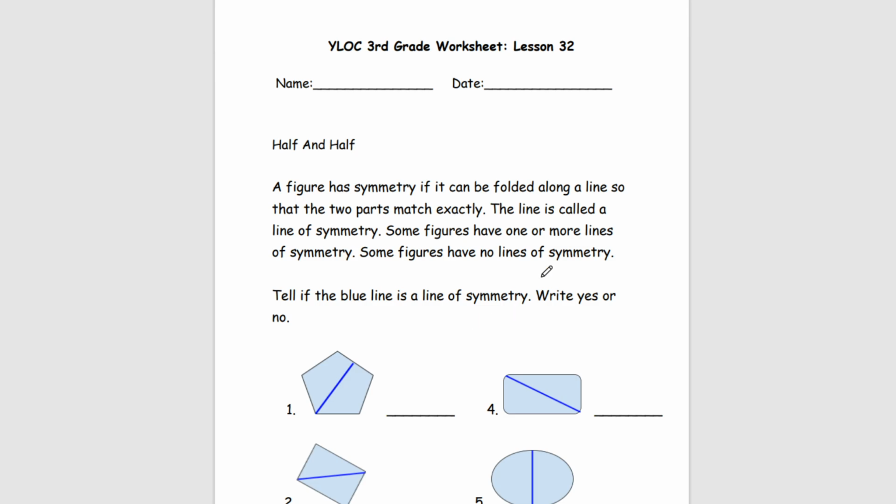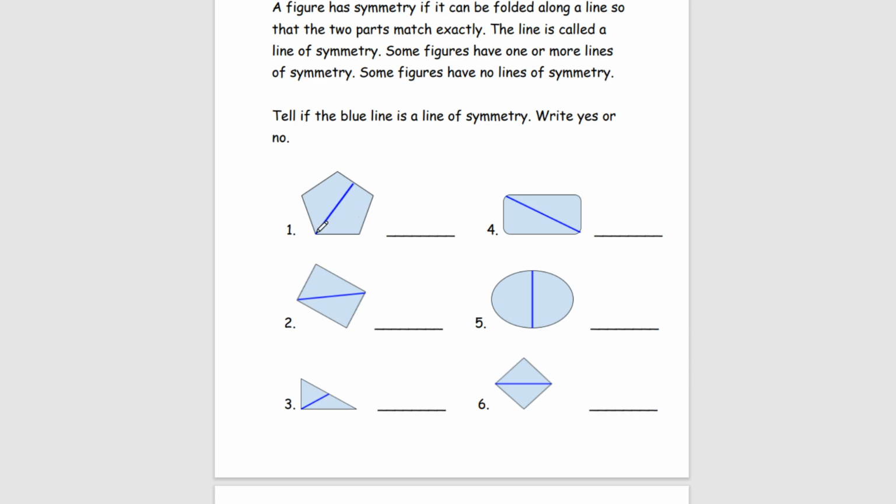So here it tells us that a figure has symmetry if it can be folded along a line so that the two parts match exactly. This line is called a line of symmetry. Some figures have one or more lines of symmetry. Some have none. So we'll be figuring out whether this blue line right here is a line of symmetry. Let's look at this first shape right here.